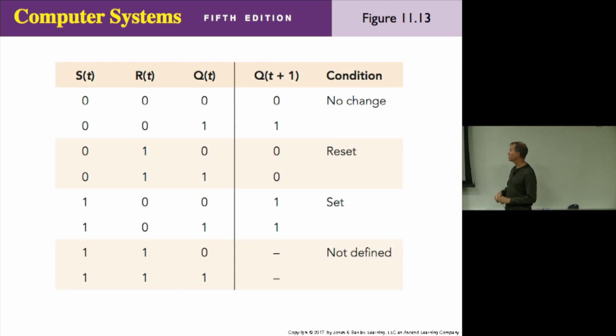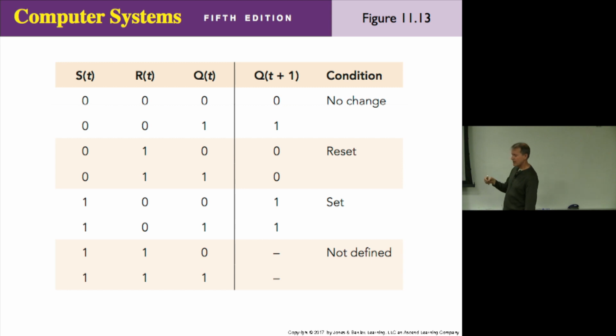So here is an example, figure 11.3. This is the characteristic table for the SR flip-flop. So let's see if we can understand it. The way we're going to notate this, because we've digitized the time axis, is S parentheses t, that's the input S at time t. Similarly, this is the input R at time t, and this is the output, the state at time t.